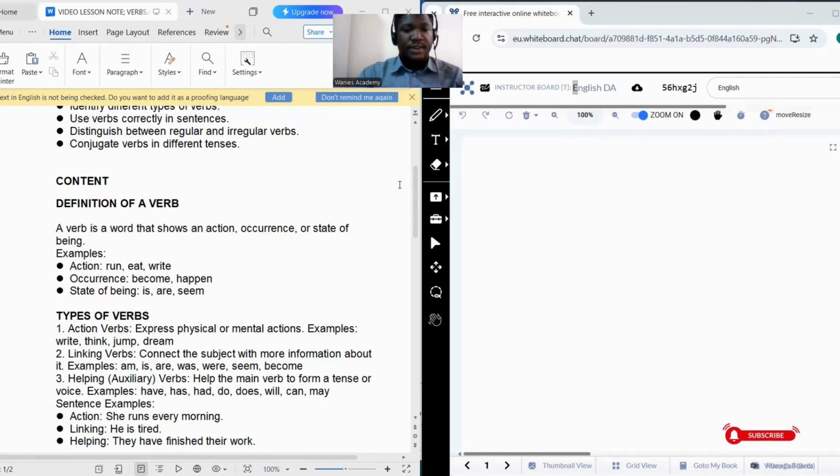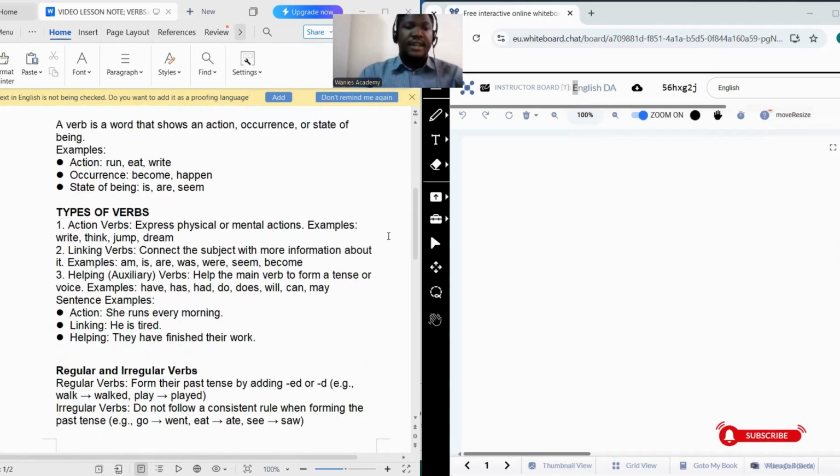Linking verbs. Linking verbs connect the subject of a sentence with more information about that same sentence. Examples are is, are, was, were, seem, become. These are all linking verbs. The third and also a very popular type of verb is known as auxiliary verbs. They're also known as helping verbs. They help the main verb to form a tense or voice. Examples are have, has, had, do, does, shall, shan't, will, can, may, might. These are all auxiliary verbs.